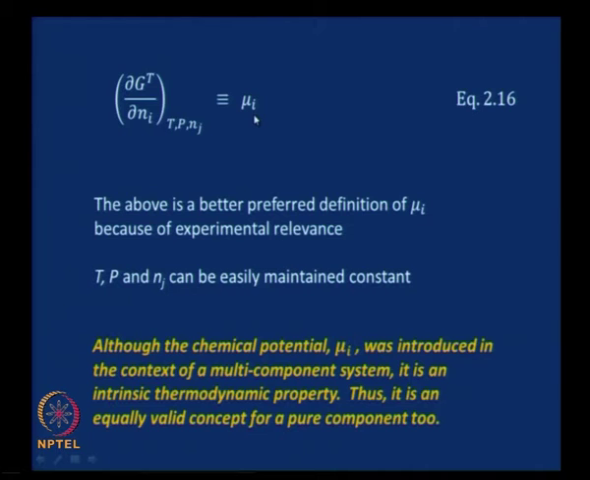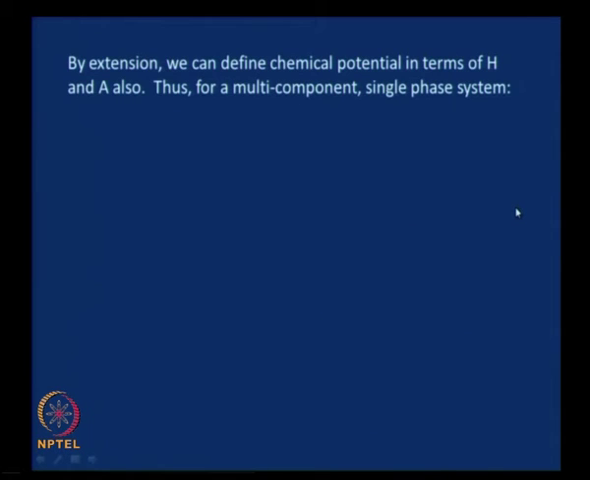experimental relevance, and because of that, although you could define chemical potential as ∂U_t/∂n_i at certain variables constant, ∂A_t/∂n_i at certain other variables constant, and so on and so forth, this definition is most commonly used. I have already mentioned this, but let me complete the definitions here.